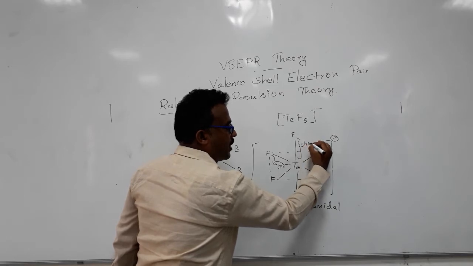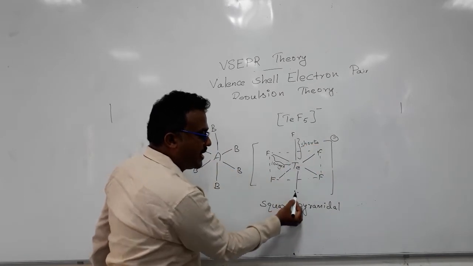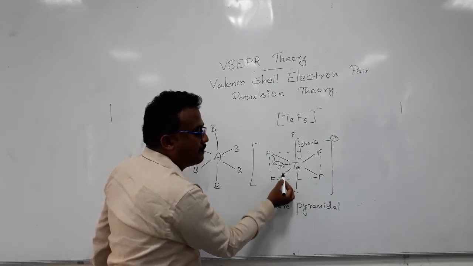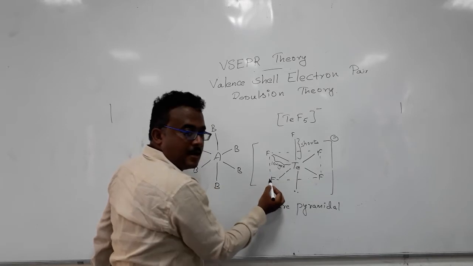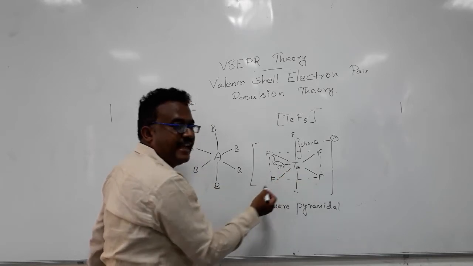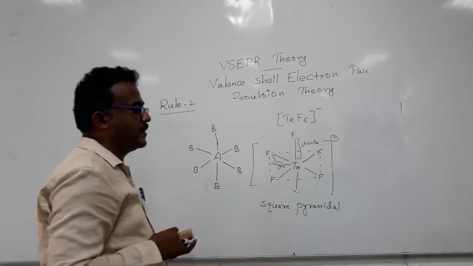Shorter, this one is shorter. Why in this case is this one shorter and this one longer? It is because of the lone pair of electrons. It can make a ripple across these 4 fluorine atoms, causing the elongation of the Te-F bond. Okay. So now we can conclude for this one.